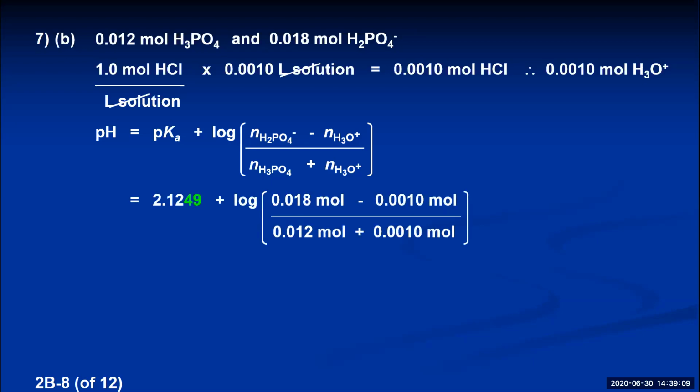So if we put in our pKa, put in the denominator 0.012 moles of H3PO4, and we add to it the moles of hydronium. In the numerator, we take 0.018 moles of dihydrogen phosphate, subtract the moles of hydronium. We'll see how much the pH changes by having a whole milliliter of 1 molar HCl added to the buffer. And the pH changes from 2.30 down to 2.24, so it only goes down 0.06 of a pH unit by having a whole milliliter of fairly concentrated 1 molar hydrochloric acid added.